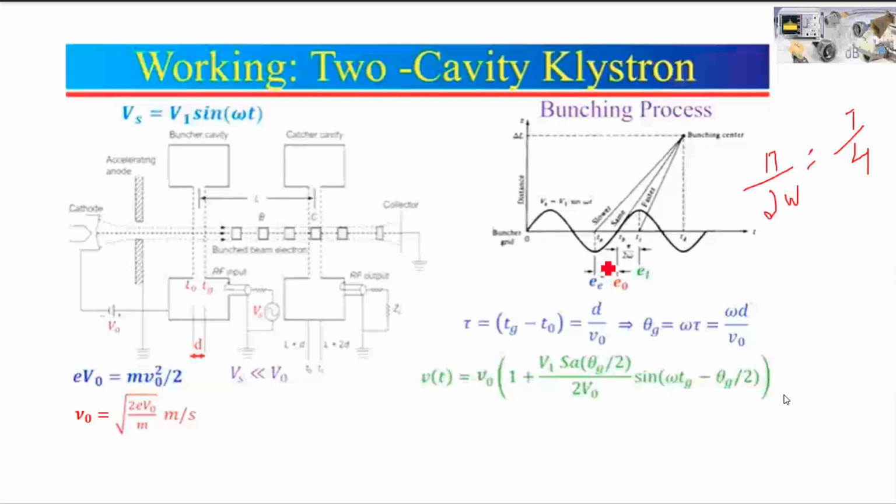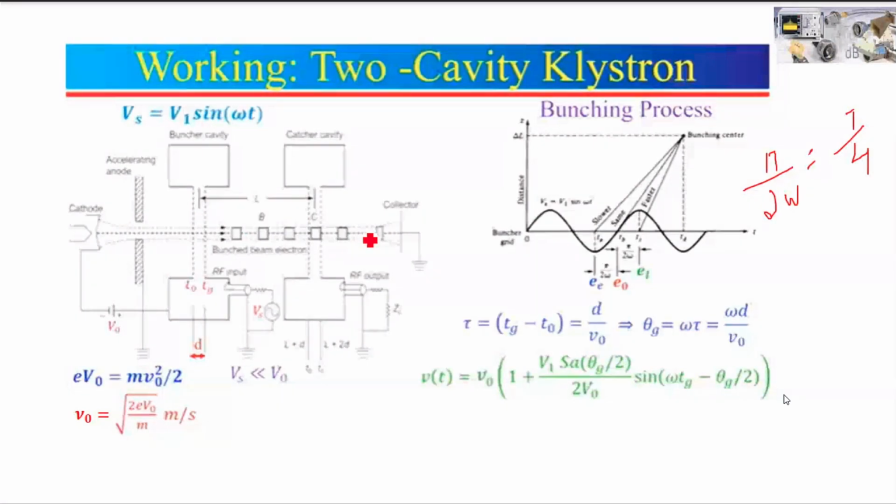Because of this interaction at the negative cycle, at zero voltage, and at the positive cycle for 3 different electrons, what will happen? They will form a bunch at this particular point, and this bunch will come out as the signal moves away. This is basically the bunching process formed inside the buncher cavity, and it moves from the buncher to the catcher cavity as the interaction goes on increasing.